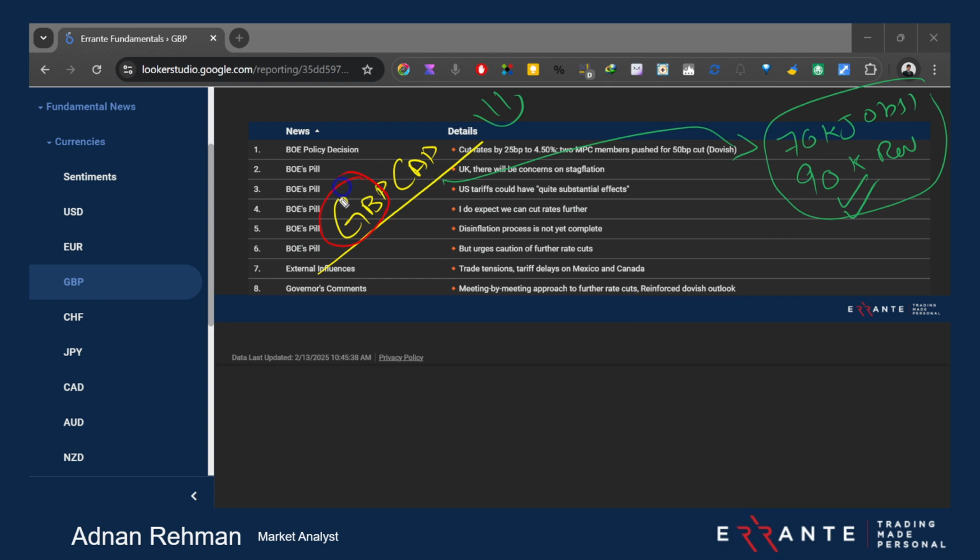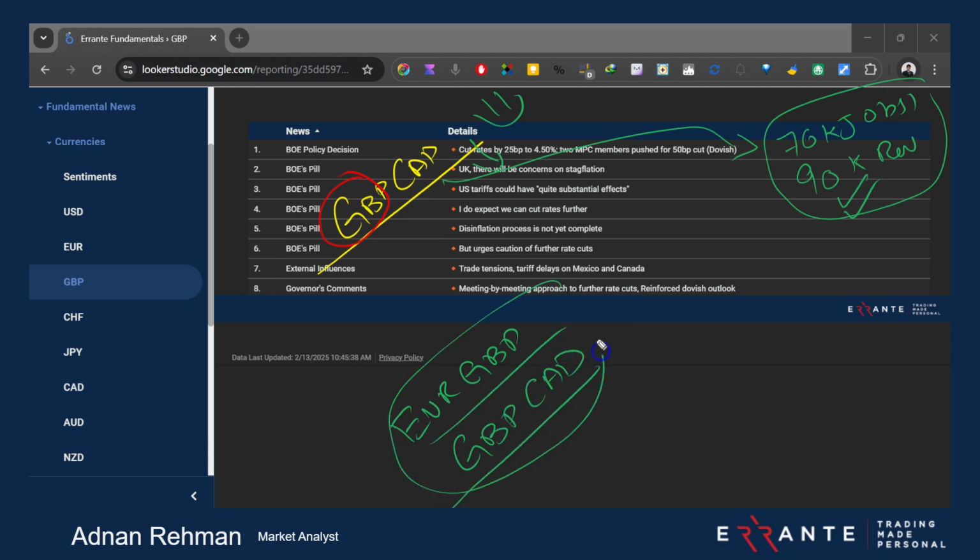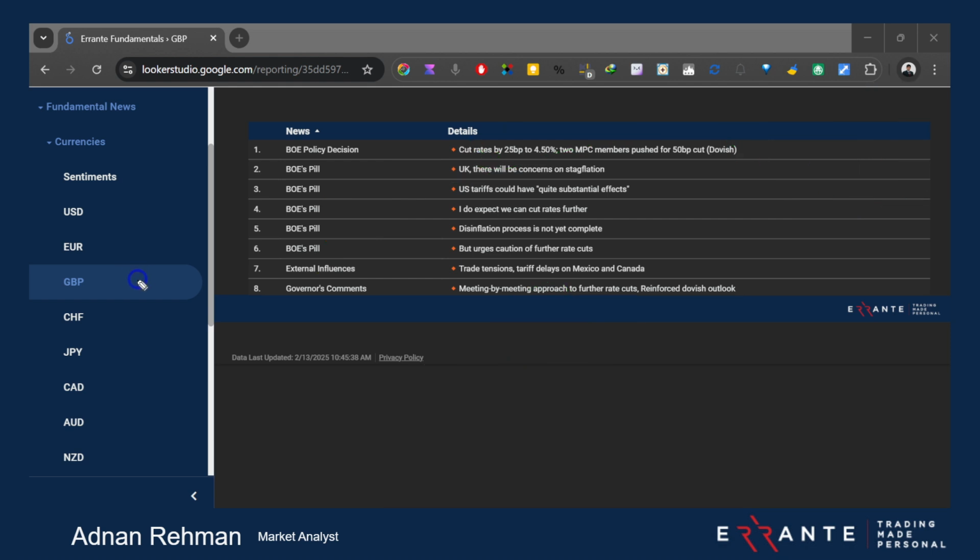So with the miss in the UK GDP, combined with the strength of the CAD, this pair might move towards the downside. Keep this in mind. These are the two things: number one is Euro GBP and the other one is GBPCAD. Keep these two things in mind. If you have a view of these two in either direction according to the news, you can take your part.